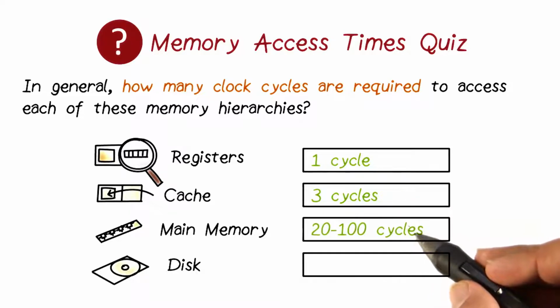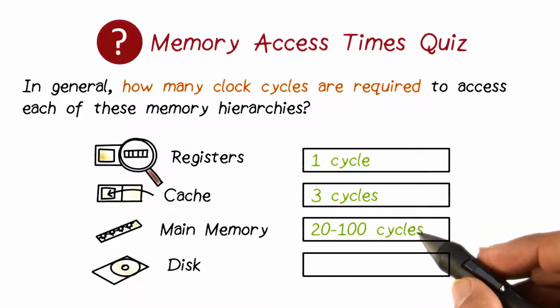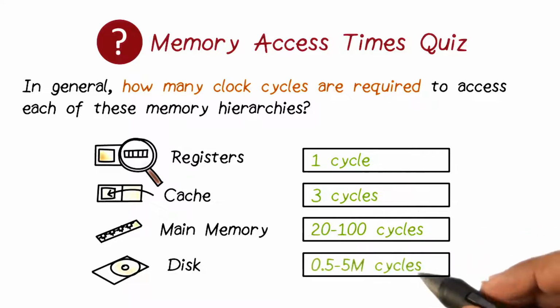Let's now go to the main memory. The main memory typically takes a lot longer in terms of access time, and it takes 20 to 100 cycles to fetch the operands from main memory. And last but not least, the disk access typically takes 0.5 to 5 million cycles. It's a huge amount of time it takes to get operands from disks because the disks have to rotate, the tracks have to align, and the operands have to be fetched. All of this takes a long time due to mechanical activities, and that's why it takes a long amount of time to access the values from disk.